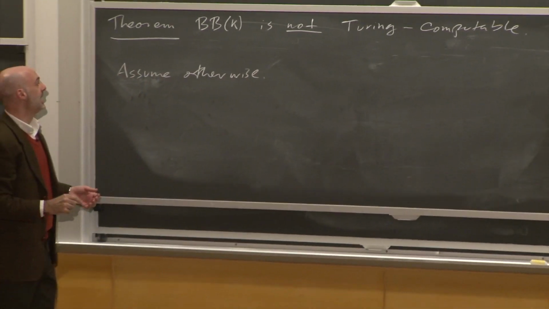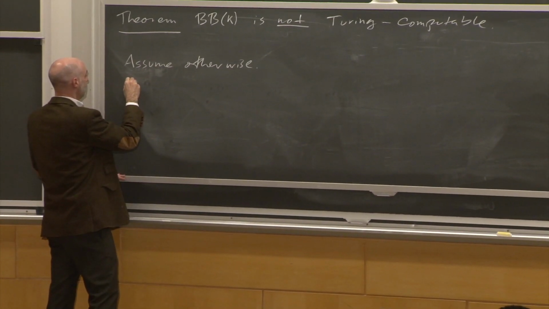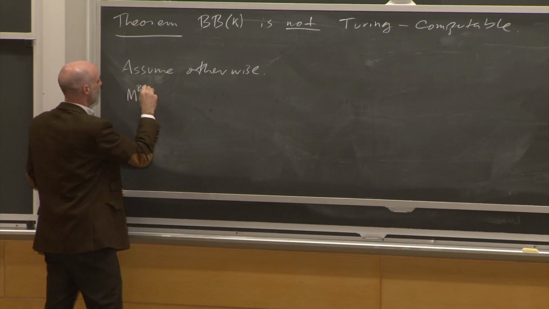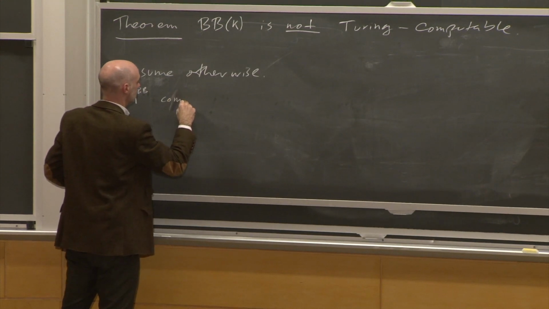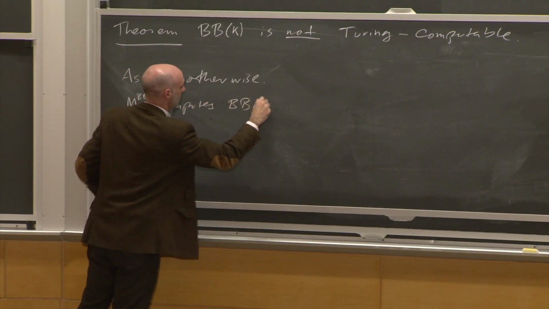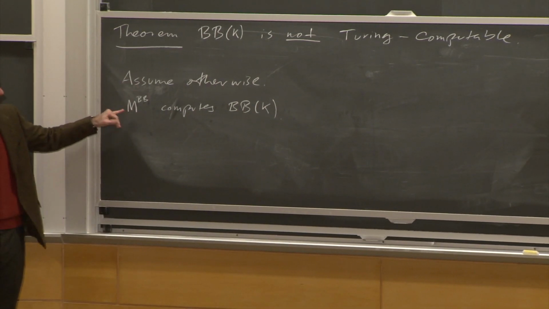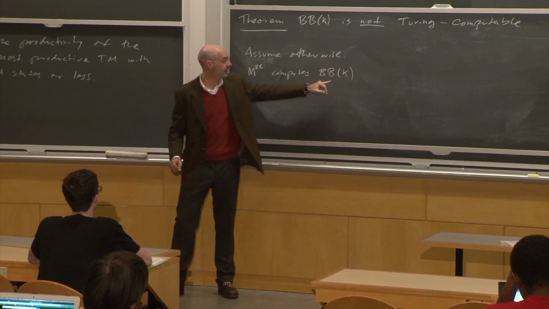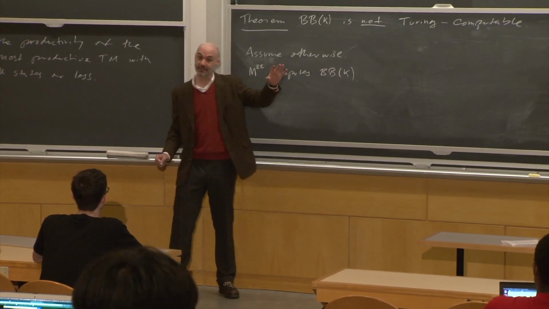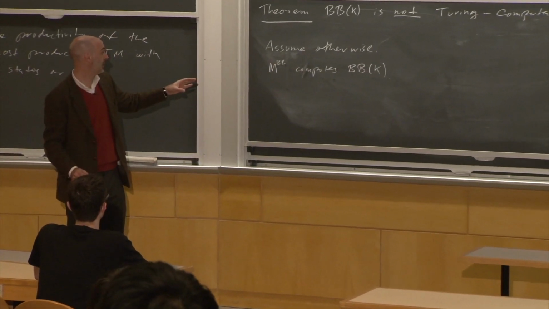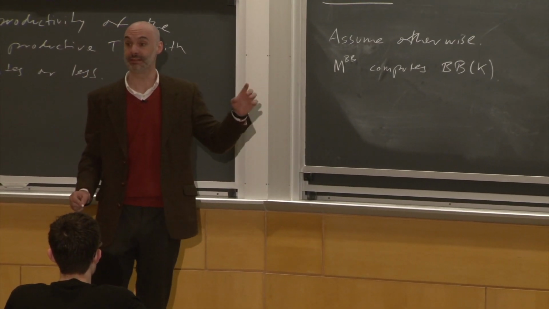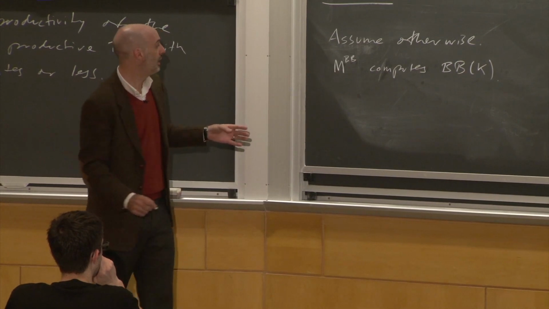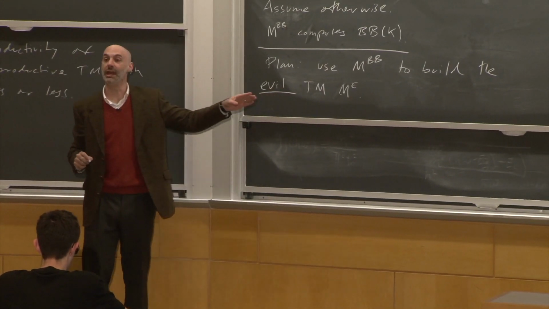So we assume otherwise. In other words, we assume that some Turing machine M_BB computes the busy beaver function. Of course, what it means for this machine to compute the busy beaver function is that if you start this machine with a tape which is blank except for K 1s, then it'll output busy beaver of K 1s and stop. So what we're going to do is use the busy beaver machine to build the evil Turing machine, M_E.